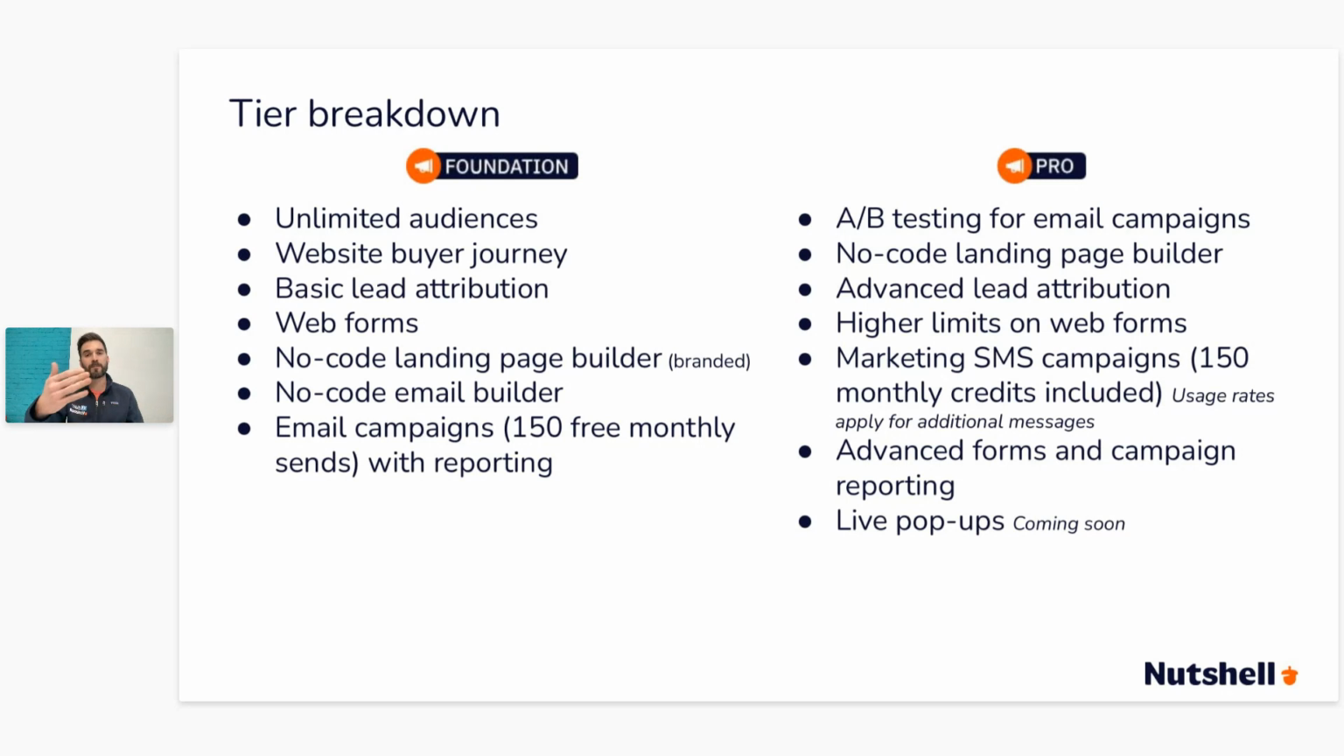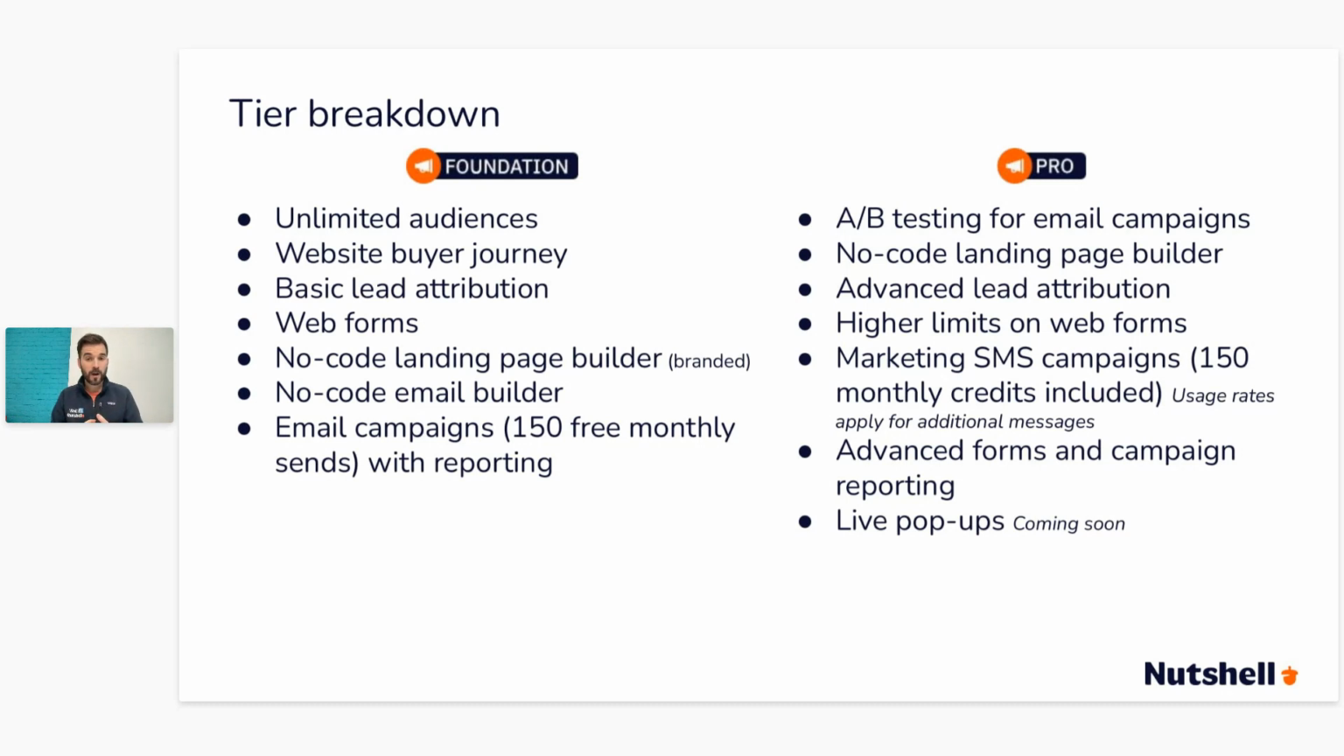If you're going to be sending more than that, we'll get into usage rates on one of the next slides that is coming here. On the Marketing Pro plan, this is where we have A/B testing for email marketing, the no-code landing page builder, but the branding's removed. We have more advanced lead attribution. There's higher limits on the amount of web forms that you have usage of.